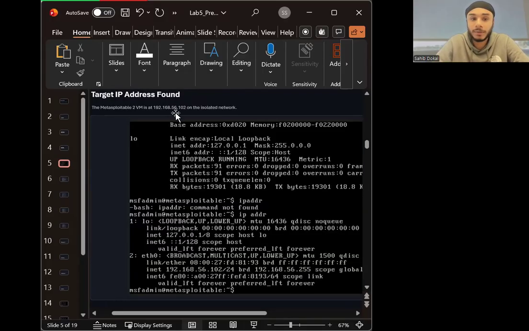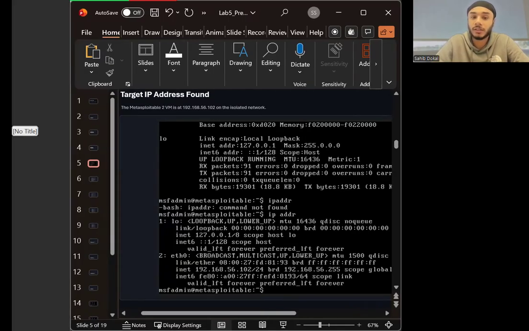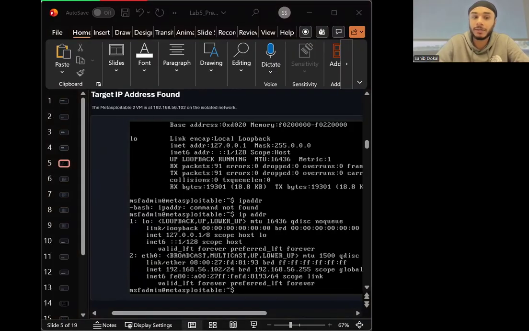Now the target IP address. The first step was identifying the target machine's IP address. Using the IP address command, I found that Metasploitable 2 was running at this IP address here, 192.168.56.102, and this became the target for every security scan I performed.